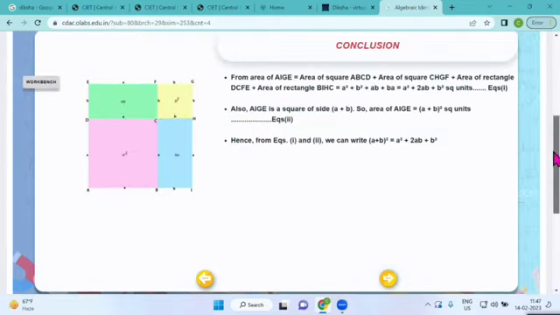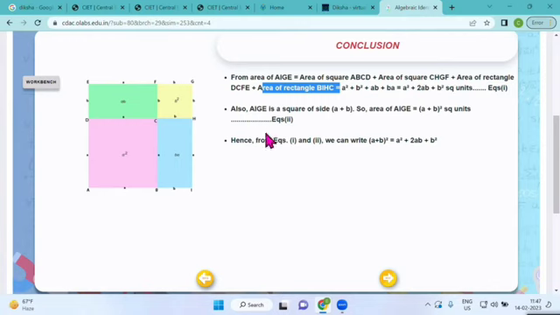What will we observe? Observations are also there. The conclusion says that the area of this big square AIGE is equivalent to the area of square ABCD plus the area of square CHGF plus the area of rectangle DCFE and the area of rectangle BIHC. All the areas we have already found: a square plus b square plus ab plus ba. We can combine ab plus ba, which is equal to 2ab. So the combined area is a square plus 2ab plus b square.